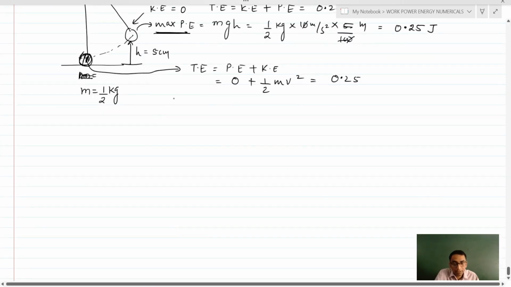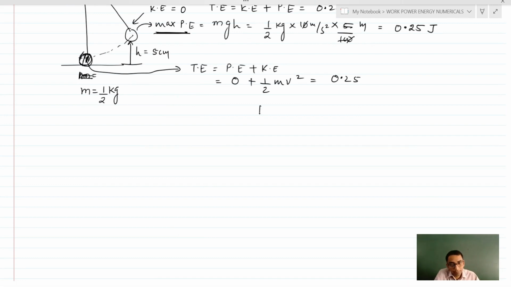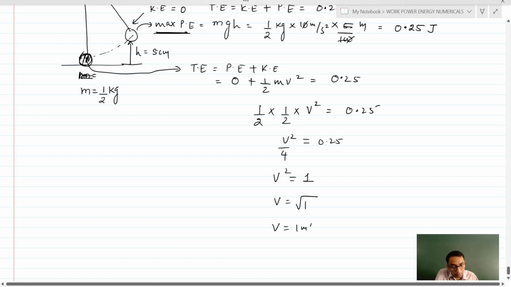Now very carefully plug in the values. I have seen students making the mistake of not converting the CGS units into SI units. So half times the mass of the bob, half kg, times v square is equal to 0.25. So this is v square by 4. v square is equal to 0.25 into 4 is 1. So v is equal to under root of 1. So v is equal to 1 meter per second. That is the answer to the problem.